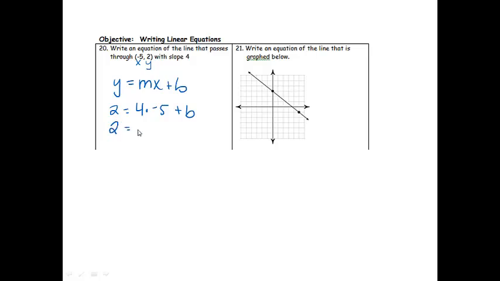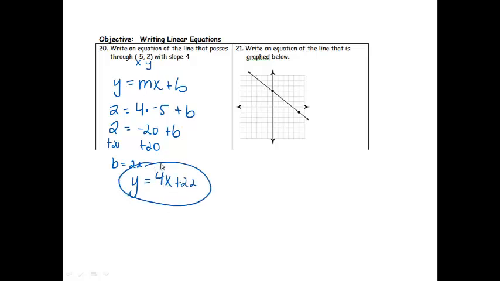So I'll get 2 = -20 + b. To get the b by itself, I'll add 20 to both sides. So I'll get b is equal to 22. So my final answer will be y = 4x + 22. And voila, there we go.